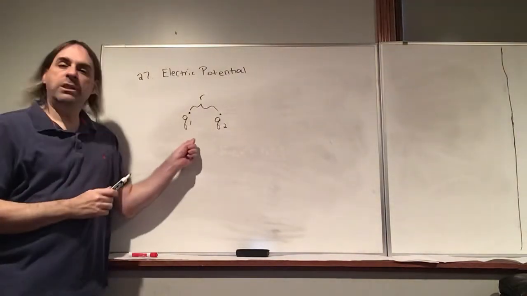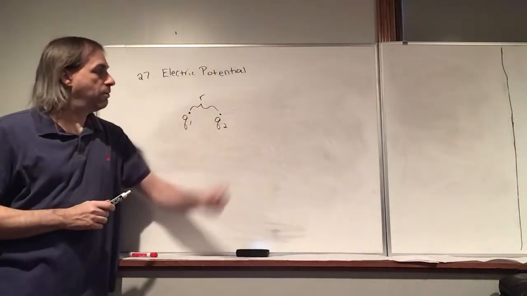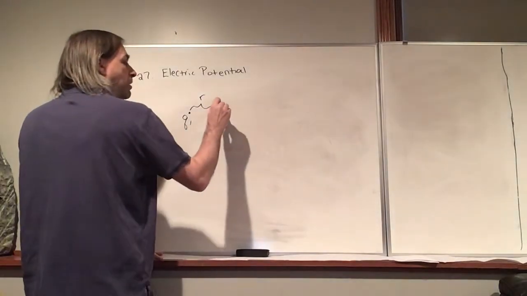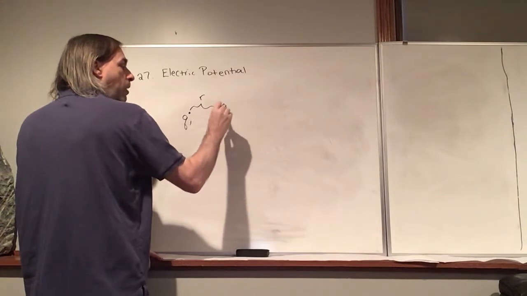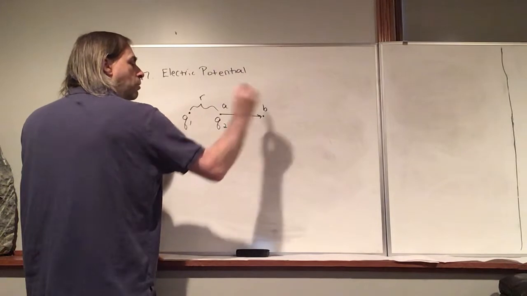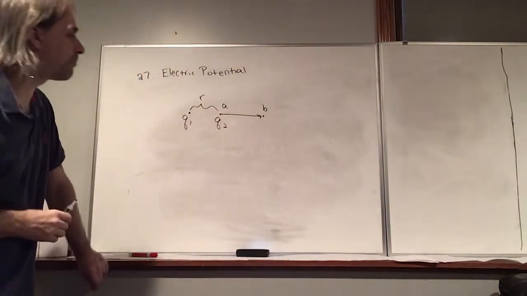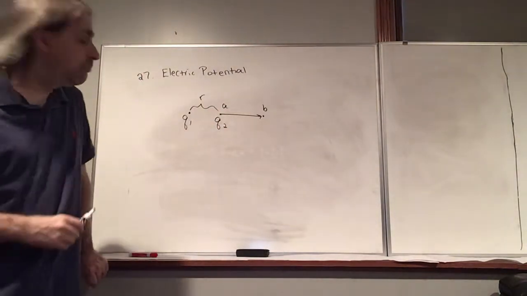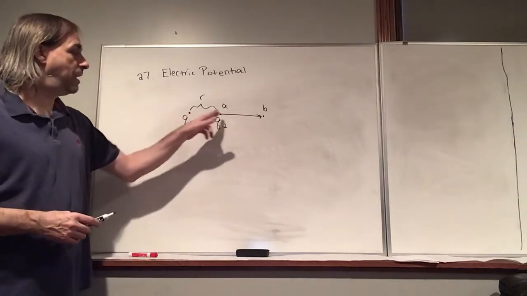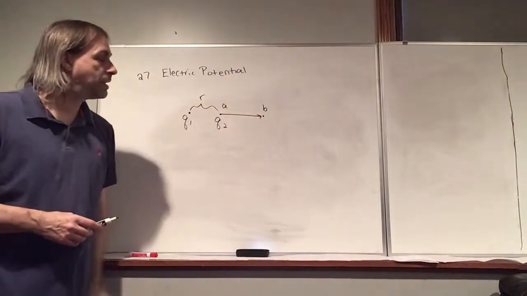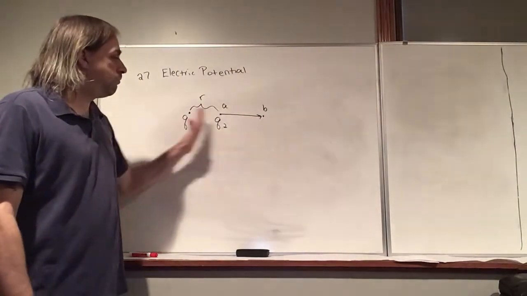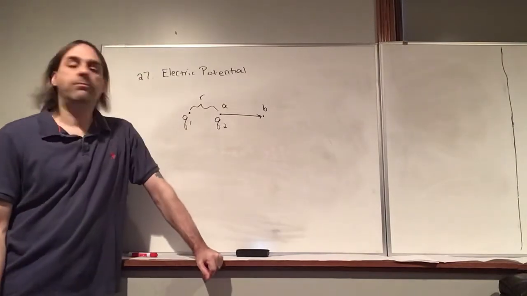And let's say Q1 is fixed, but we're going to move Q2. Let's say we move it away from Q1. So we'll say it starts at point A, and we're going to move it to point B. We'll call this distance here RA, and this distance here RB. And there's going to be energy involved.